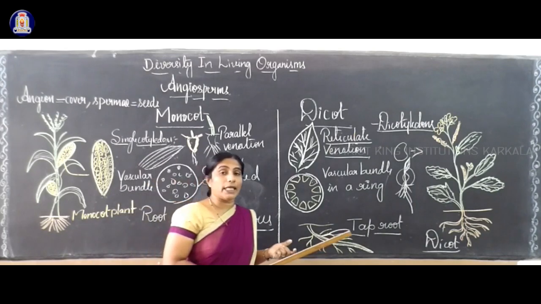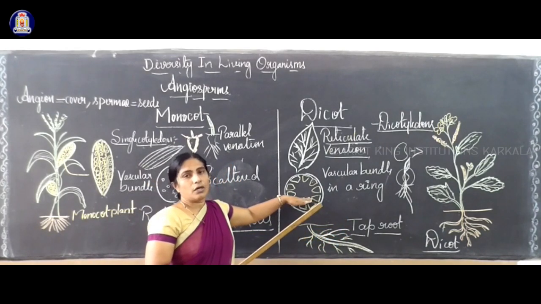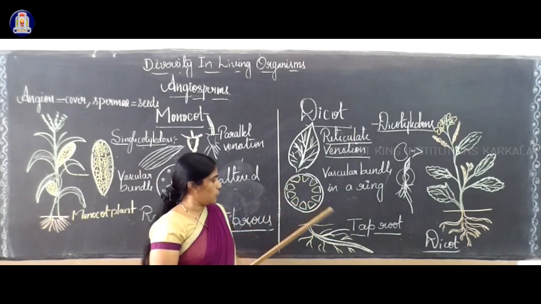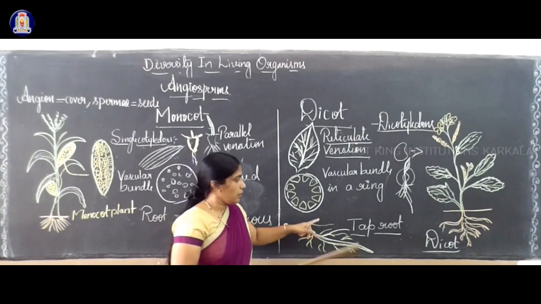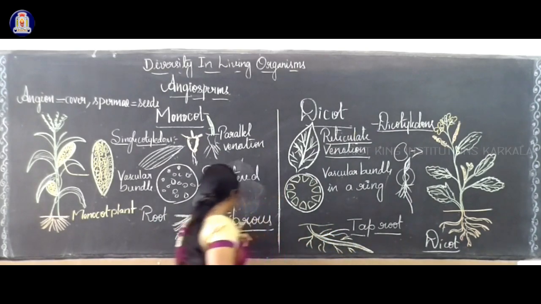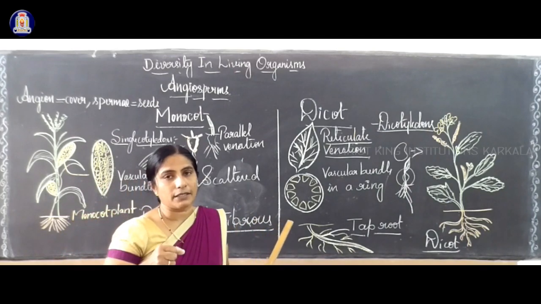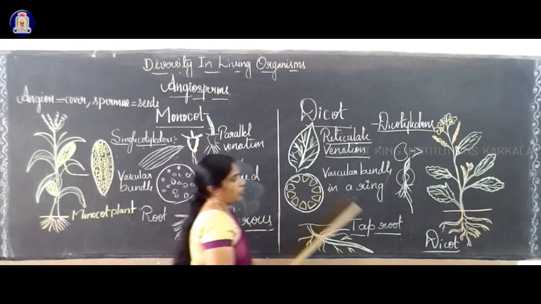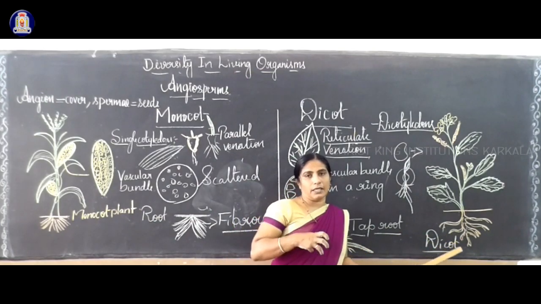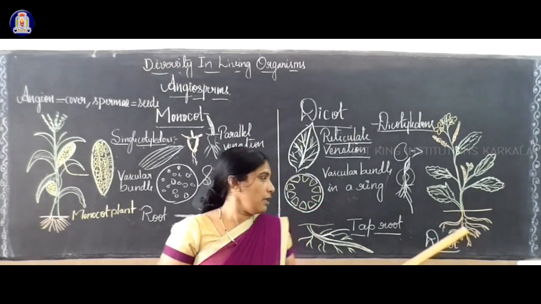Next, what can we observe? We cannot observe the vascular bundle, it requires a microscope. The second one is the root. If you can easily pluck the plant, then it is fibrous. If I cannot pluck the plant, like a huge tree, then that is a dicot.